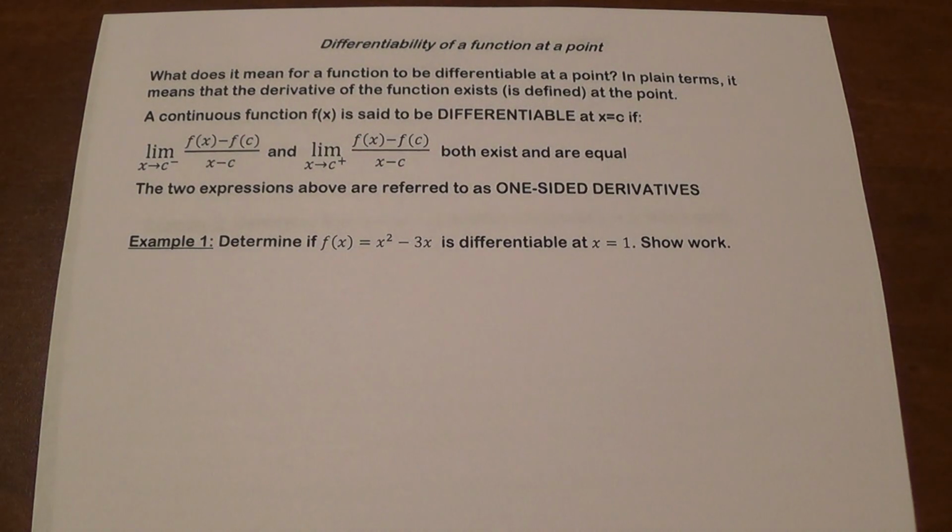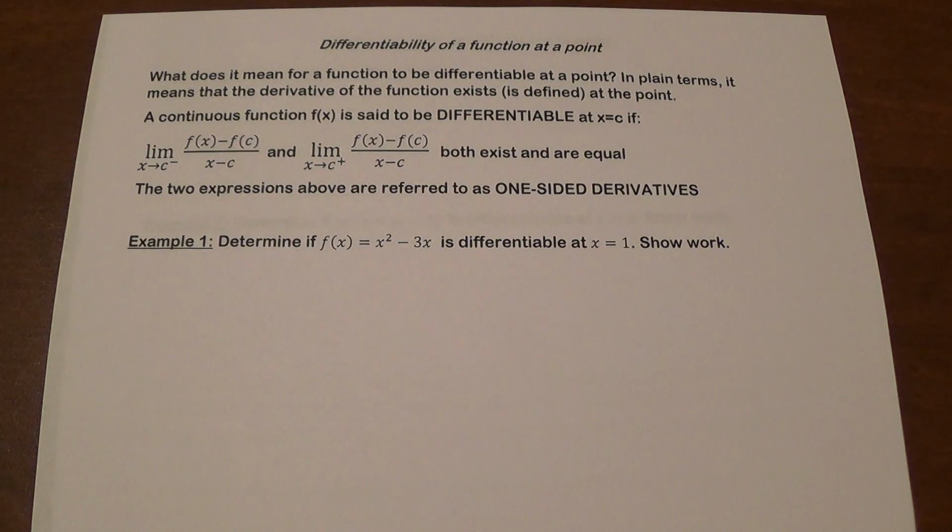Hi. What we want to discuss today is something called differentiability at a point. So, what does it mean for a function to be differentiable at a point? That means that in plain terms the derivative exists, but more formally these two expressions here that we have are going to be equal.